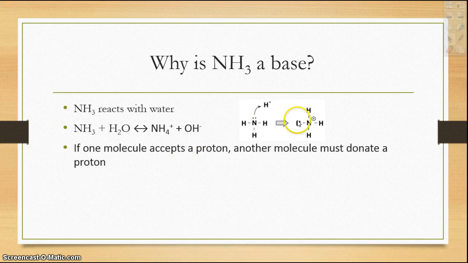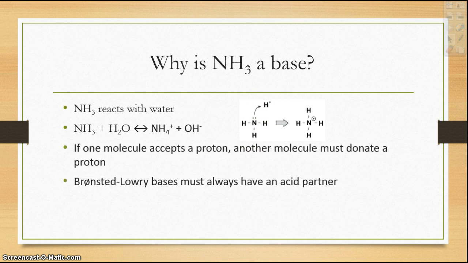So if one molecule accepts a proton, like ammonia, then another molecule must be donating that proton. Here we have the Lewis dot reason why this happens: ammonia has an extra lone pair of electrons that the hydrogen ion can attach to. So for Bronsted and Lowry bases, there must always be an acid partner, one that donates the proton for the base to accept. The reverse reaction is true also. You have to have an acid and a base on the other side of the reaction.